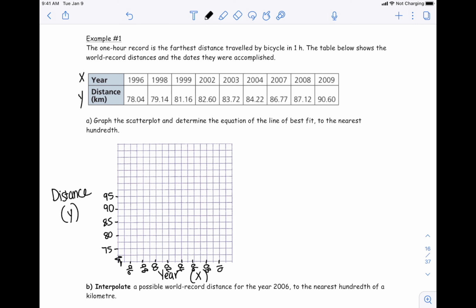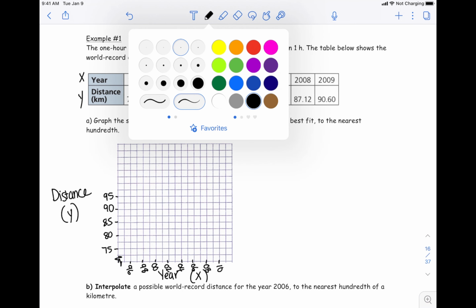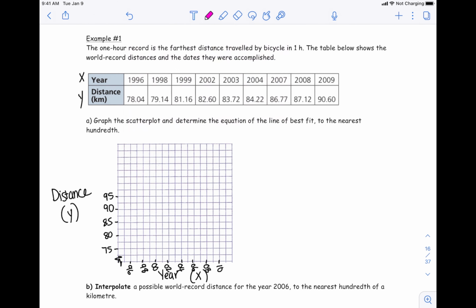And then what you're going to do for a scatter plot is plot all these values. So at year 96, we know that we had about 78.04. At 98, we had 79. At the year 2000 or the year 1999, we had 81 approximately. At 2002, we had 82. 2003, we had 83.72.